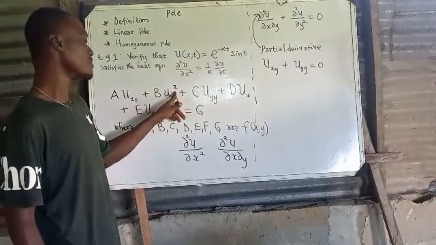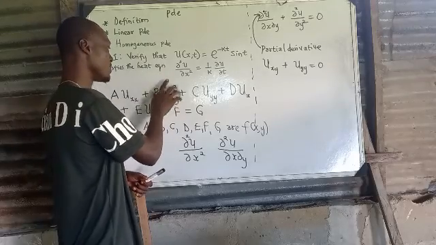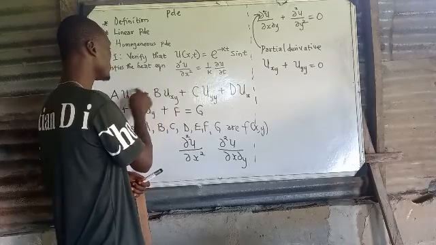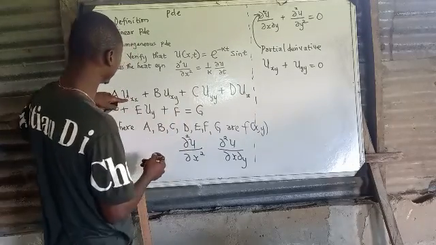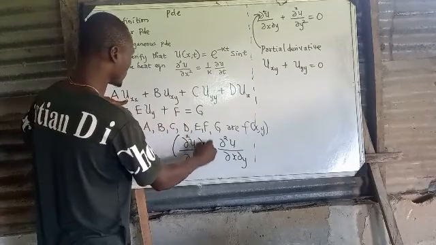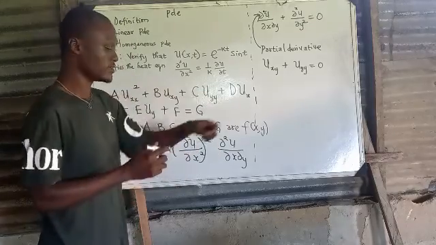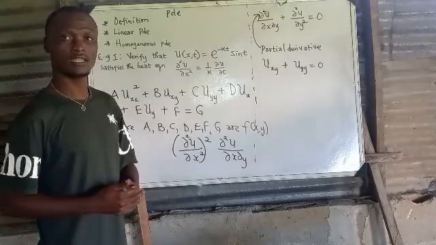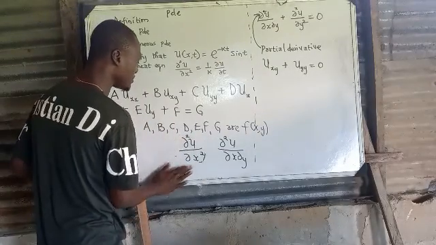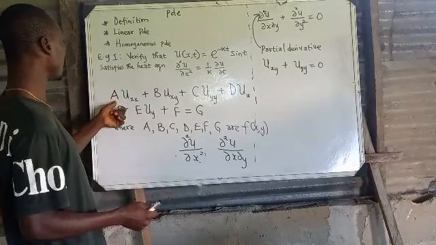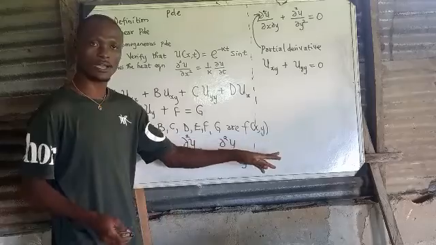I don't know if you're getting me. If there's a square here, this becomes non-linear. But as long as the derivatives are not squared, remember, this can be written as this. So if this is squared in this form, then this differential equation is non-linear. But when there is no square, then it is a linear differential equation, so far as it has coefficients that are either numbers or functions of x and y.